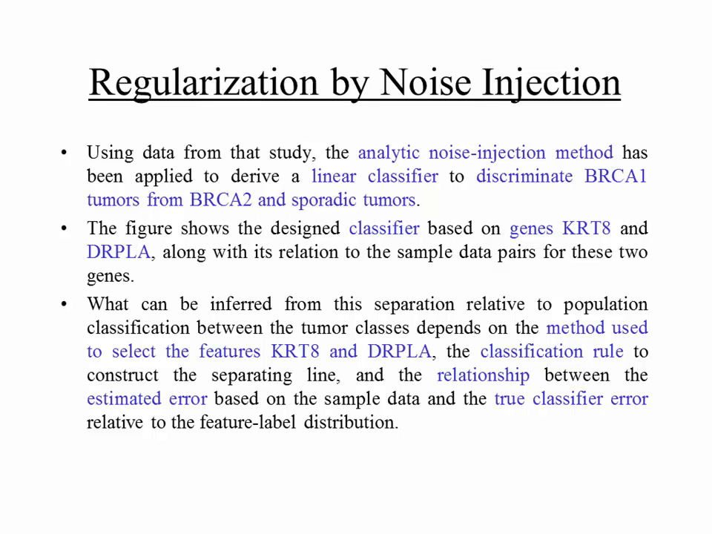How did you come up with it? Is this a support vector machine? Is it LDA, or whatever? And the relationship between the estimated error based on the sample data and the true classifier error relative to the feature-label distribution. These are important questions because if my classifier performs well on the sample data that I use to design the classifier, that's not of much use. I want to see how it is going to perform out in the general population.